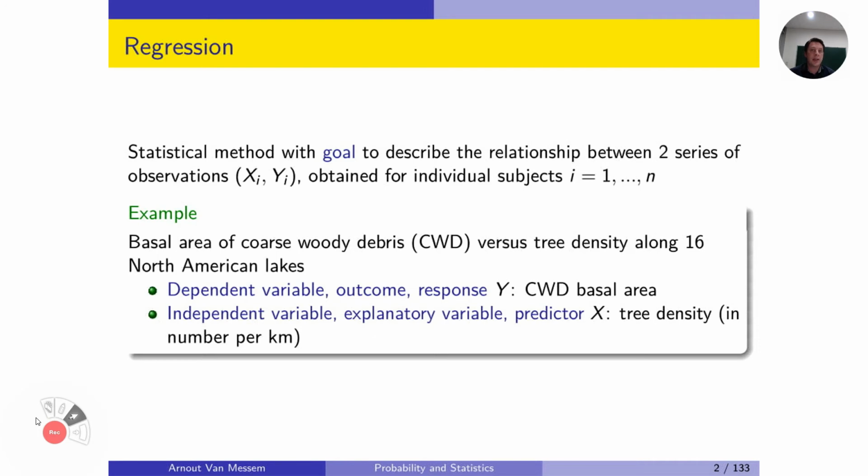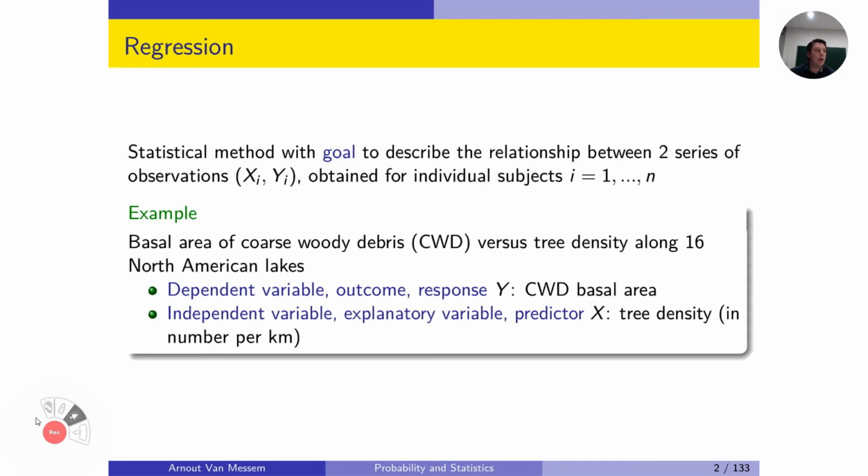Regression is a statistical method which has the goal to describe the relationship between two series of observations, xi and yi. So what we want to do is find a model which explains yi in function of x. Yi is then called the dependent variable, the outcome or the response variable. X is called the independent variable, explanatory variable or the predictor.